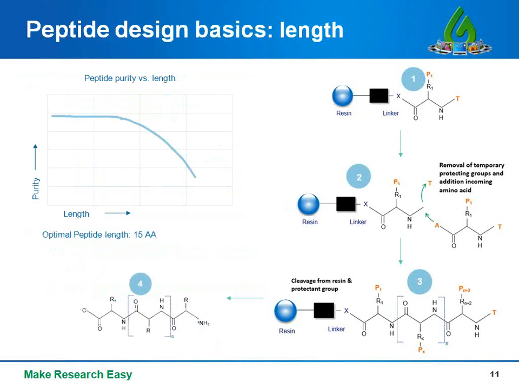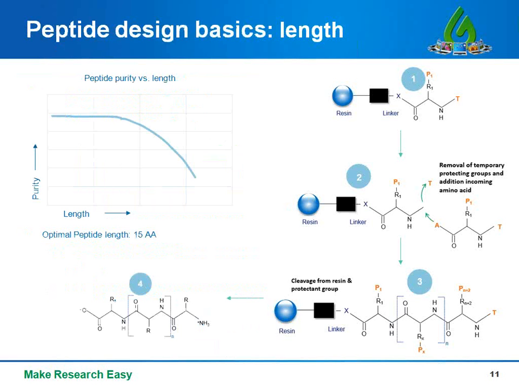Another basic design consideration is length. Length is an important parameter to consider if you're concerned about designing peptides that can be delivered on time and at the quantity and purity you need. That's because as the length of a peptide increases, the purity of the peptide decreases.